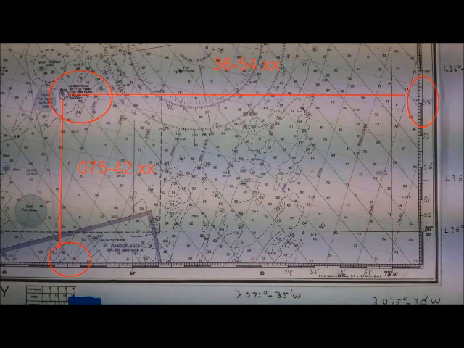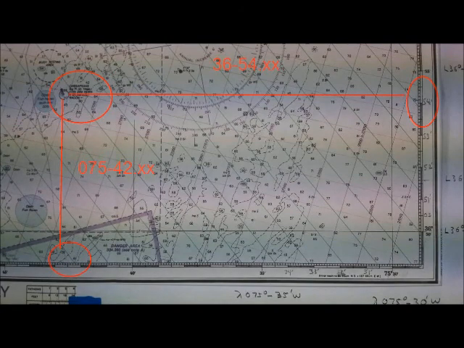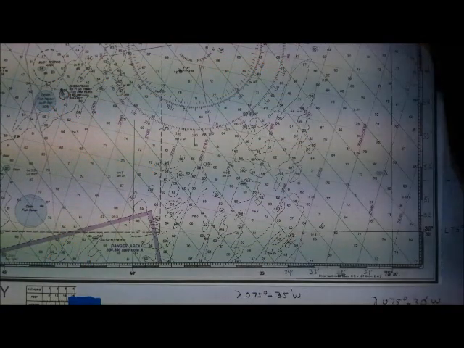So we always want to have a rough estimate of the approximate position before we actually get involved in our plotting tools. We need to be more accurate than this, but this just gives us an approximation. So let's look at the navigation aid, the Chesapeake light.